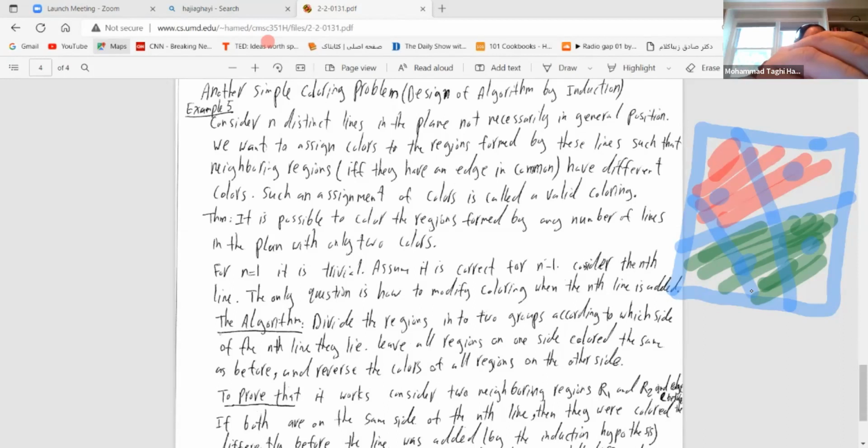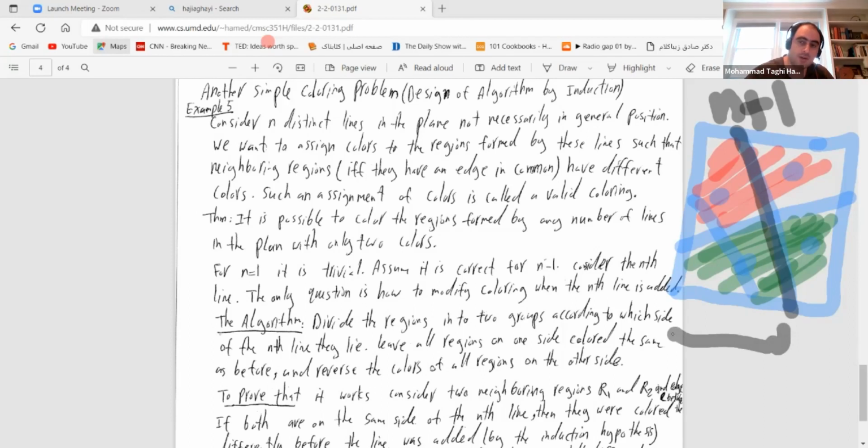Now let's see. I add essentially this. So this is the n+1 line that you are adding. What can you do? Actually, that's the way that is by induction. So we knew that for n, we have done the correct way. Now, what do we do for n+1? So we know that this n+1 line divides the region into how many regions?